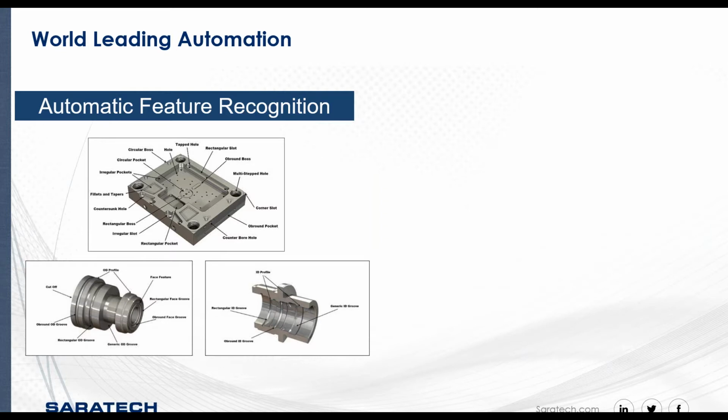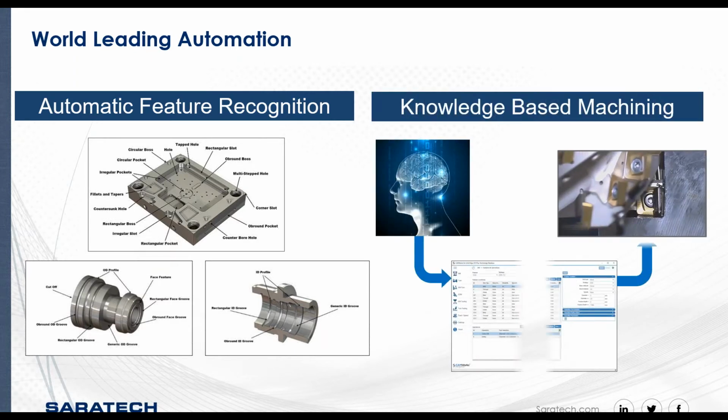Now, this proprietary recognition technology discovers over 20 different types of machinable features. These can be recognized and added to the feature tray automatically. And on top of that, it then uses knowledge-based machining.